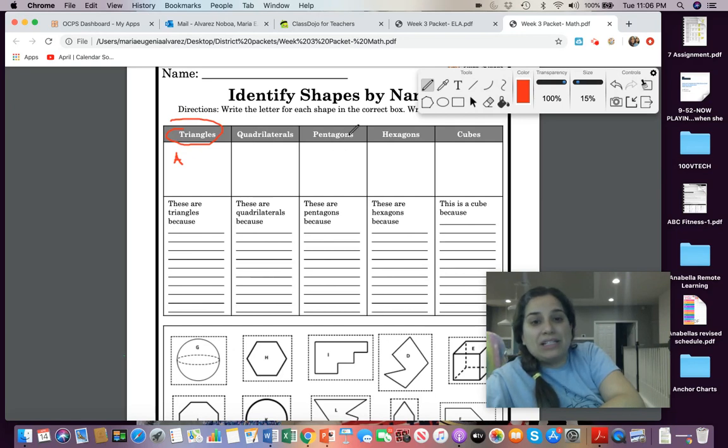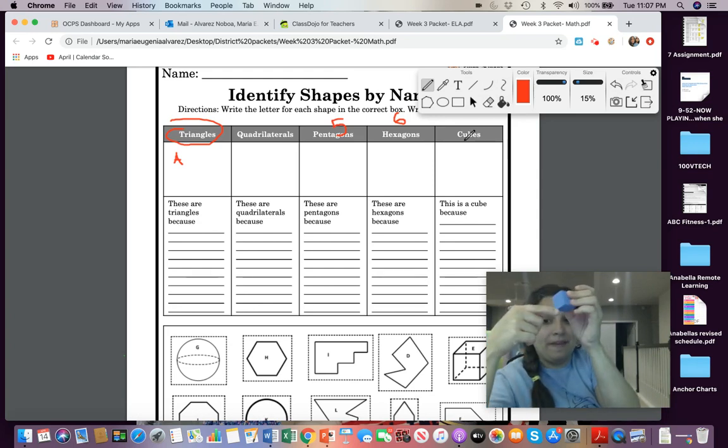Then you're going to find the pentagons. Pentagons are shapes that have 5 sides, 5 corners, okay? Hexagons are shapes that have 6 sides, 6 corners. And cubes, they don't have sides. They have edges, and they have faces, and they have vertices, which kind of are like their corners, but they're called vertices. Okay, that is your job for Wednesday.